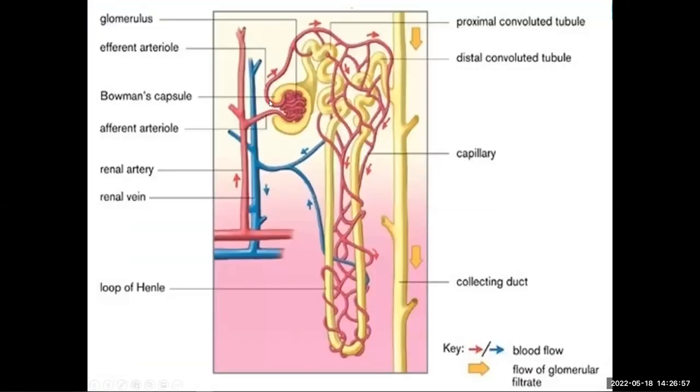So when we're looking here in this diagram, we could see those structures which we spoke about, the Bowman's capsule, and this is it here. And here we have the glomerulus.